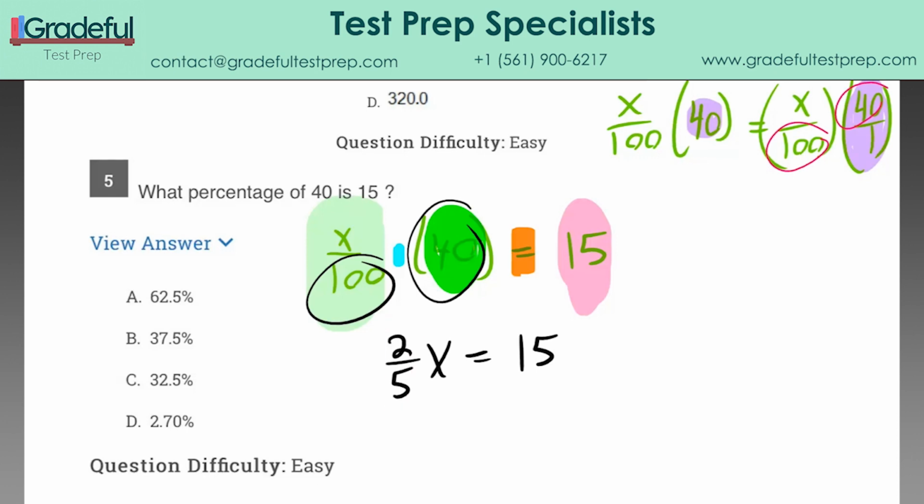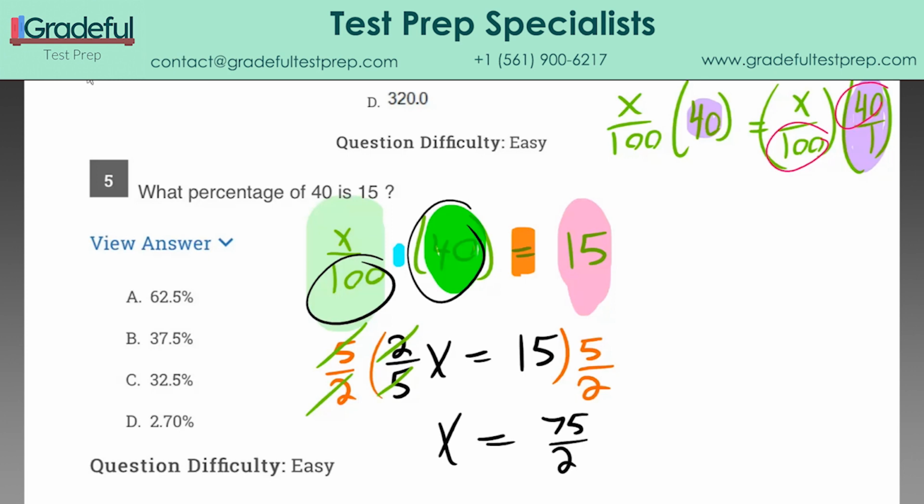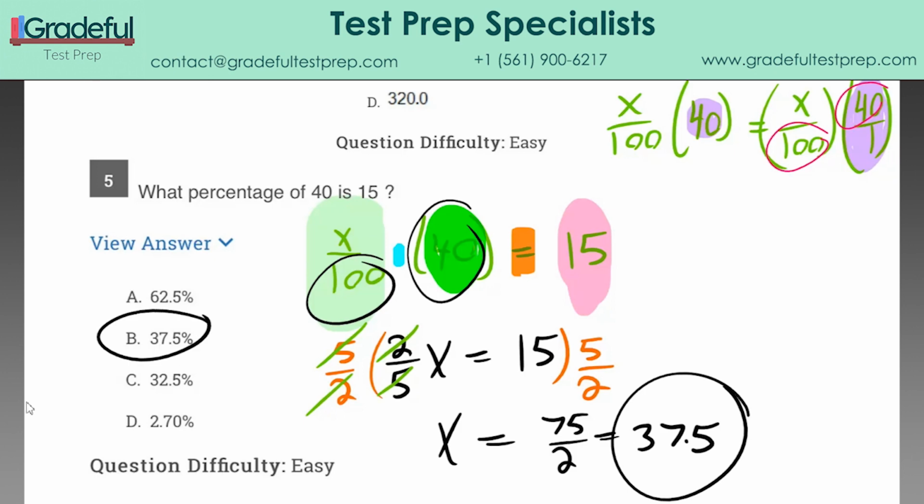So to solve from here, we can just multiply by the reciprocal, 5 over 2, and that allows the 2's to cancel and the 5's to cancel, giving us x equals 15 times 5 is 75. Divide that by 2, and you have 37.5, and we now know that the unknown percent is 37.5%.